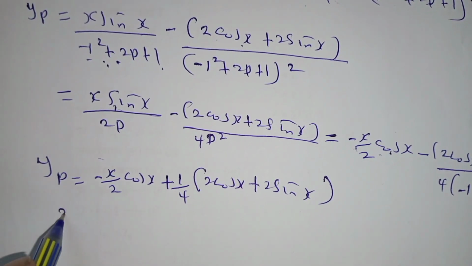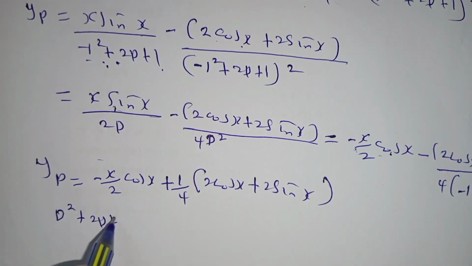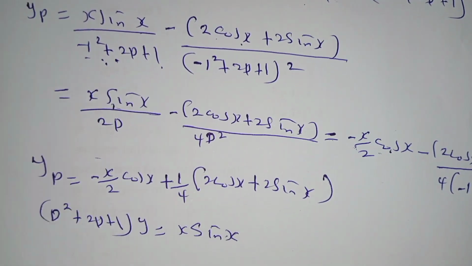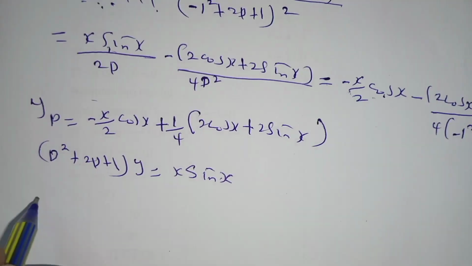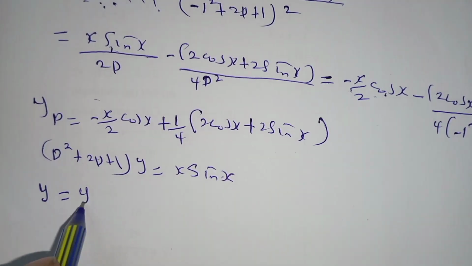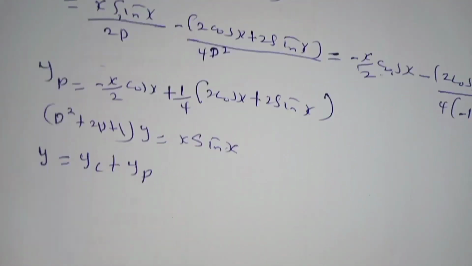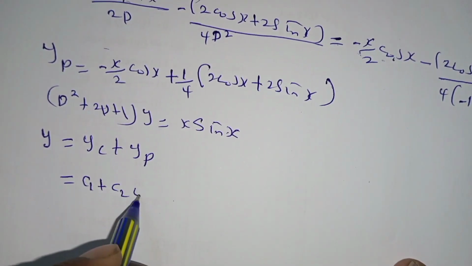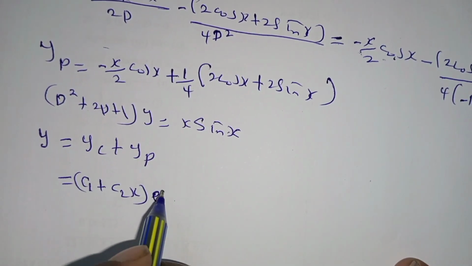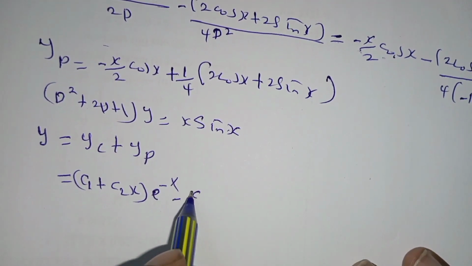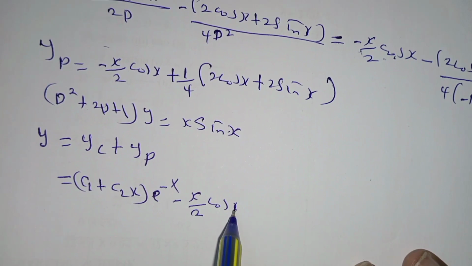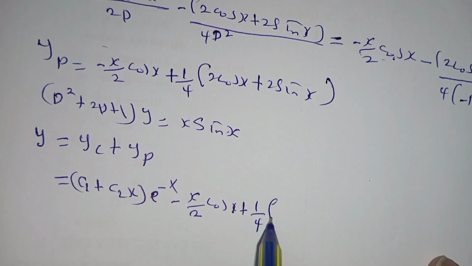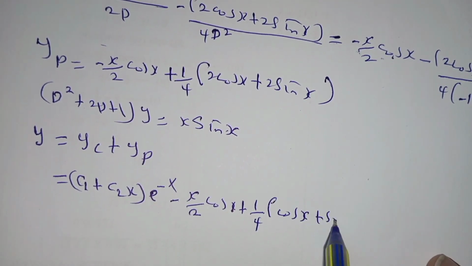So our solution of our ODE, which was (D squared + 2D + 1) y is equal to x sine of x, will be given by y is equal to Yc plus Yp. Then we substitute our result. Our Yc, we found it to be (c1 + c2 x) e^(-x), then minus x over 2 cos of x plus 1 over 4 into (2 cos of x + 2 sine of x).